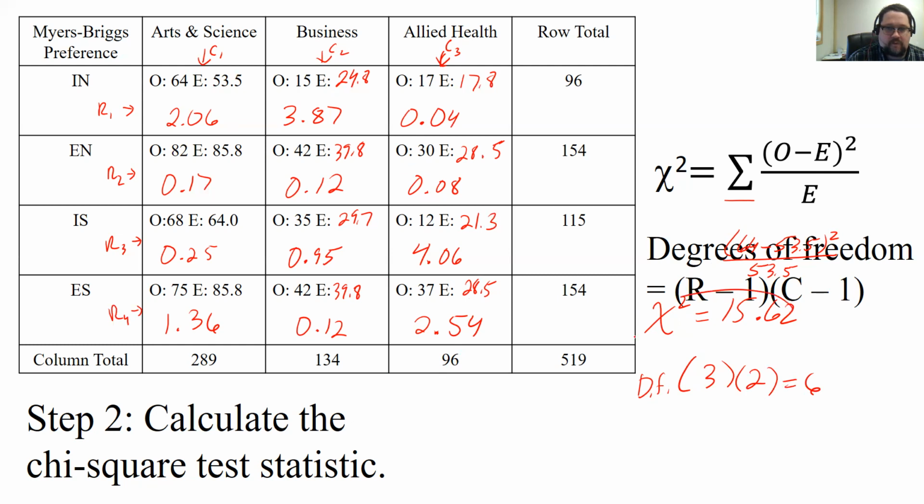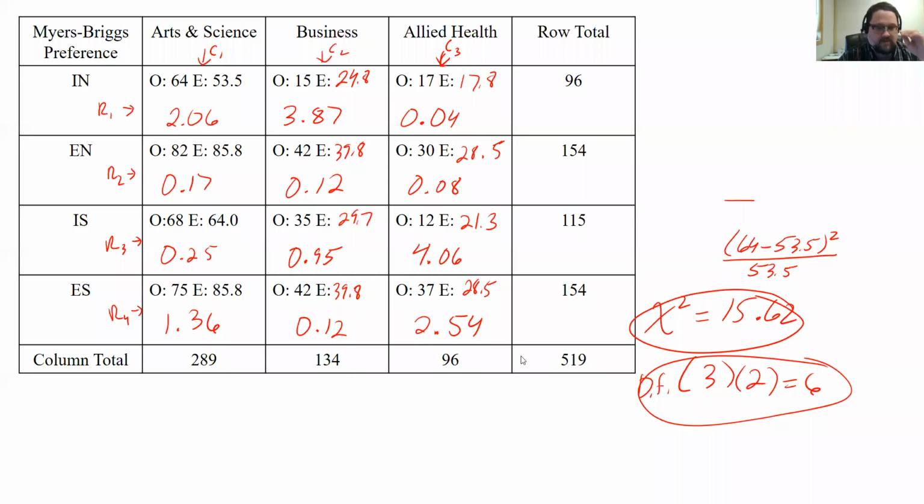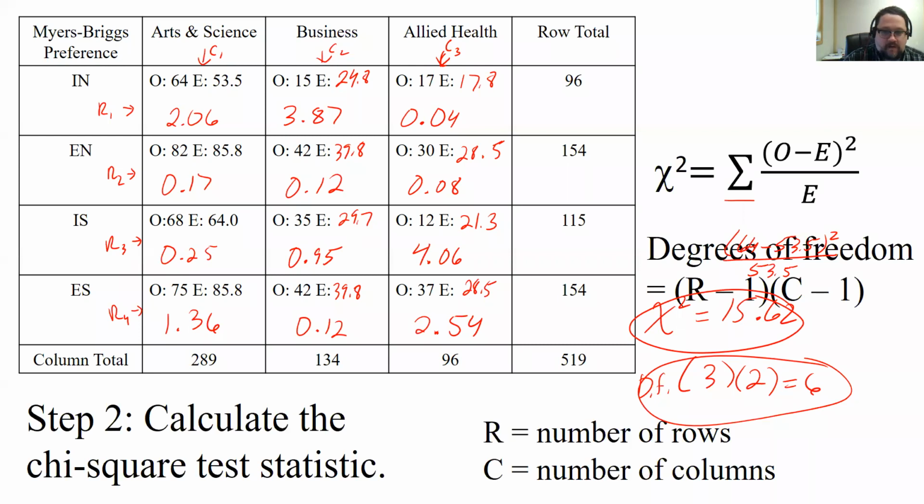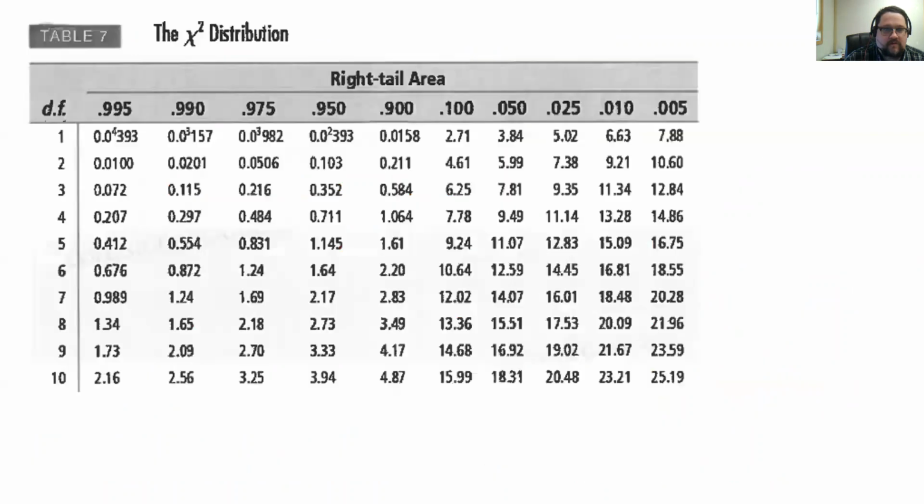So I have this chi-squared and degrees of freedom, and I'm going to use that to go to the table. So let me pull the table up real fast. I'm going to pause this for a second and grab the table. Okay, we got that chi-squared 15.62, degrees of freedom of 6. So I'm going to go here. This is the table.